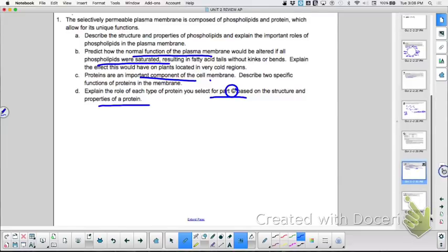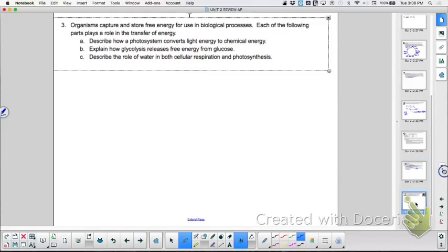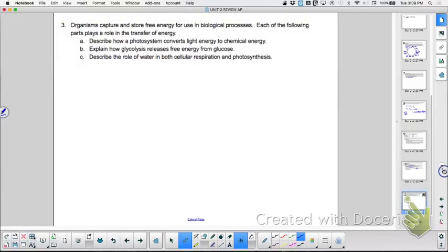And then here's one more. Organisms capture and store free energy for use in biological processes. Each of the following parts plays a role in the transfer of energy. Describe how a photosystem converts light energy to chemical energy.